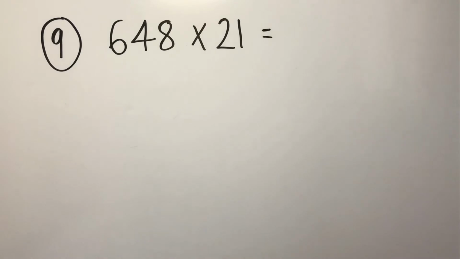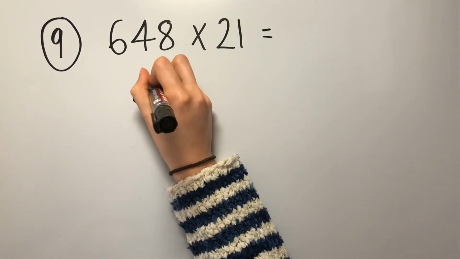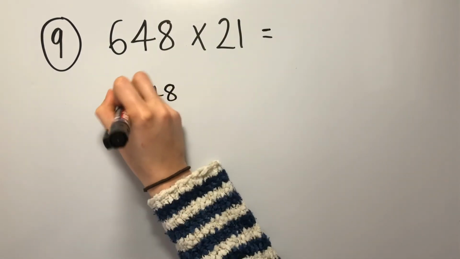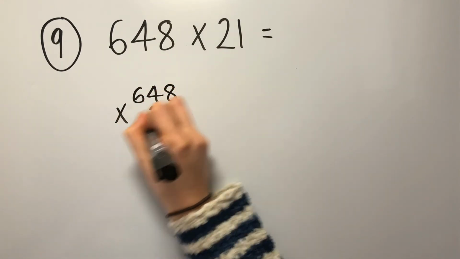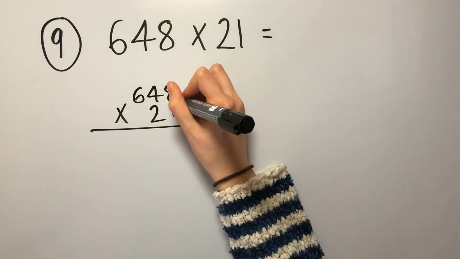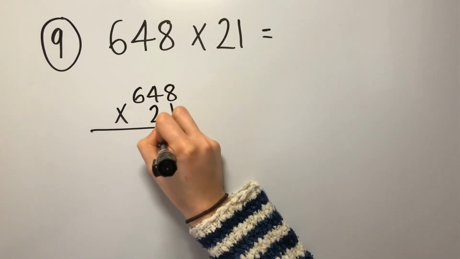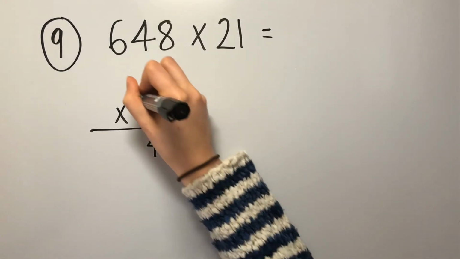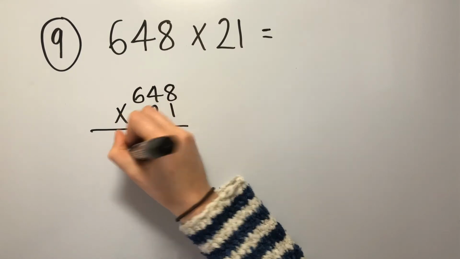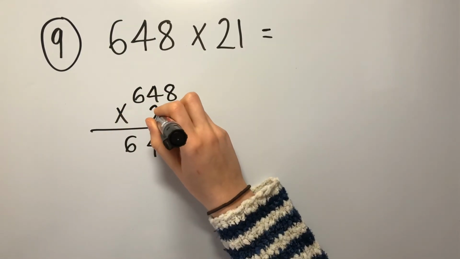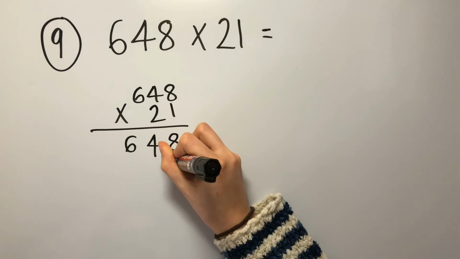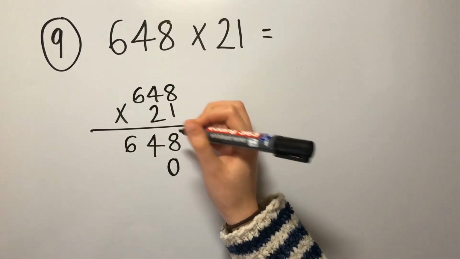Question 9. 648 times by 21. Now to work this out, we need to use the column method. 648 times by 21. 1 times 8 is 8. 1 times 4 is 4. 1 times by 6 is 6. Now moving on to the 2 in the tens column. Put a 0 in the digit space.